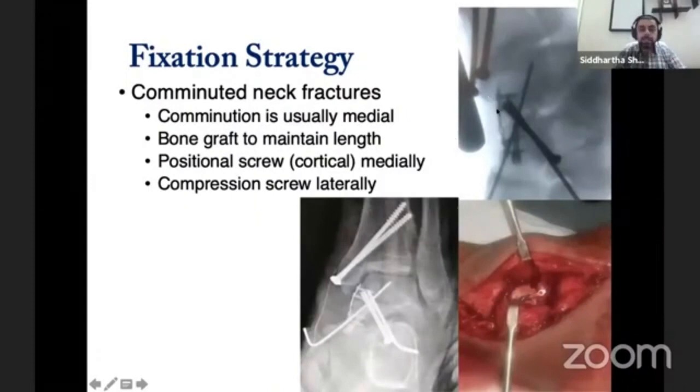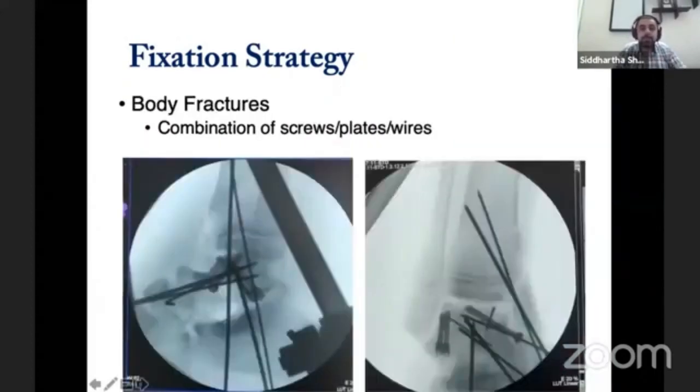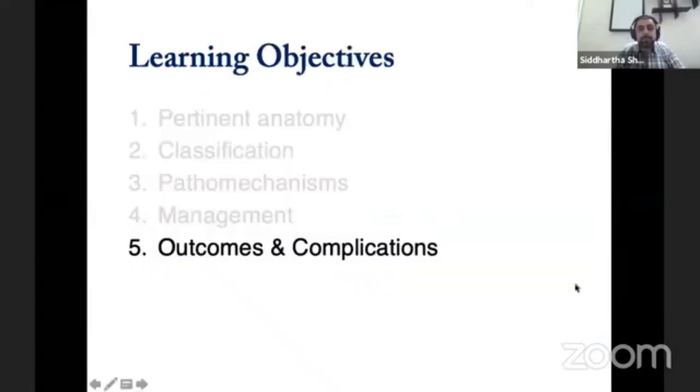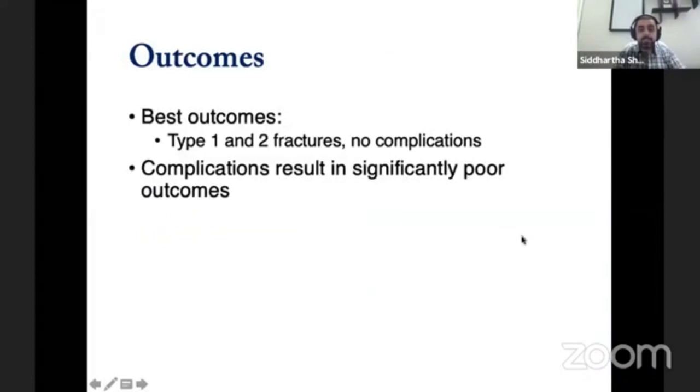For displaced talus neck fractures, remember that most of the times comminution is medial. So here in this case, for example, we used a medial graft and a medial plate. You may also use a combination of K-wires or positional screws, which are 3.5 millimeters cortical screws. On the intact lateral side, you can use compression screws. So for talus body fractures, again, you have to use a combination of screws and plates depending upon the fracture pattern. So let's look at the outcomes and complications.